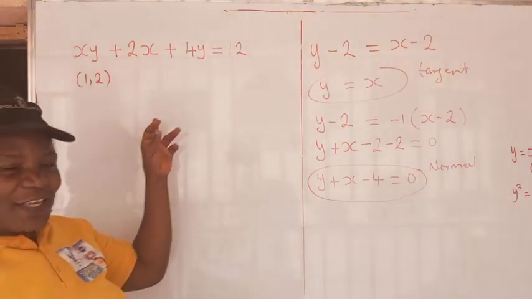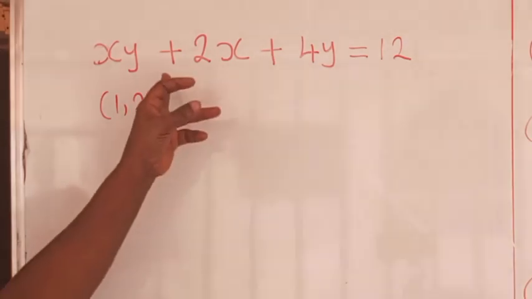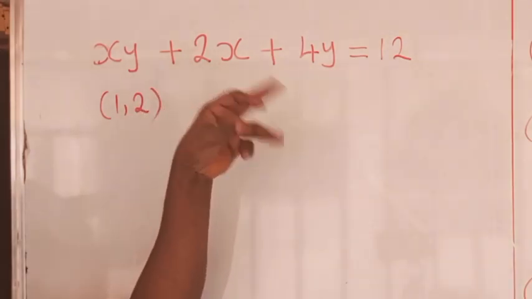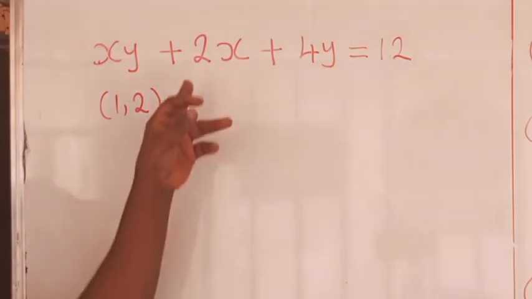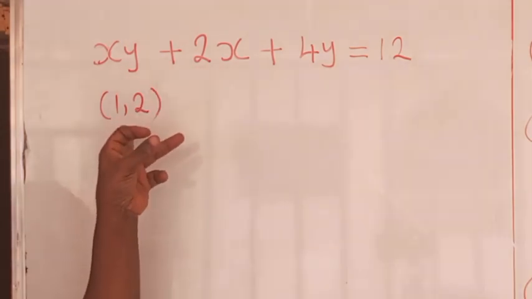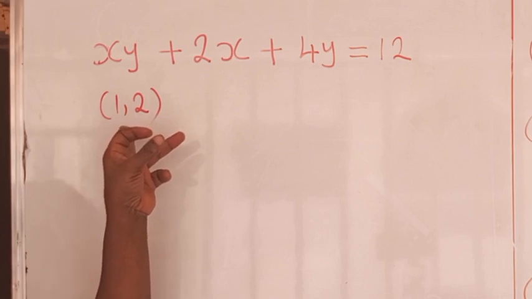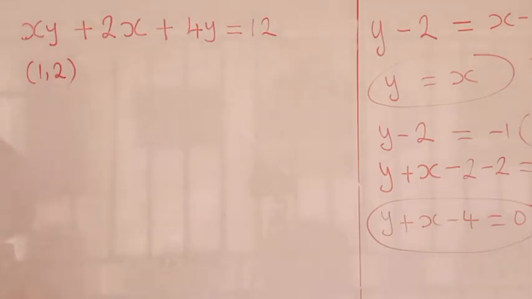Okay, suppose you are given this curve here. Suppose you are given this curve and you're asked to find the equation of the tangent and the normal to this curve at this point. Okay, what do we do?